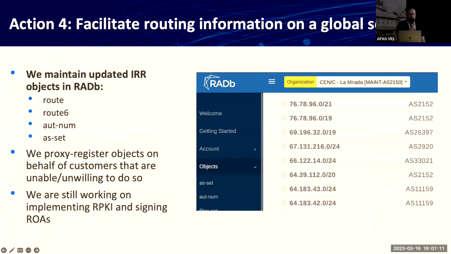And then action four is facilitate routing information on a global scale. MANRS offers two different options for this. One is to use IRR, and one is to use RPKI. We're not ready to implement RPKI yet. I gave a talk on our current state of RPKI yesterday, if you happen to see that. Work in progress, but we do maintain updated IRR objects in RADB.